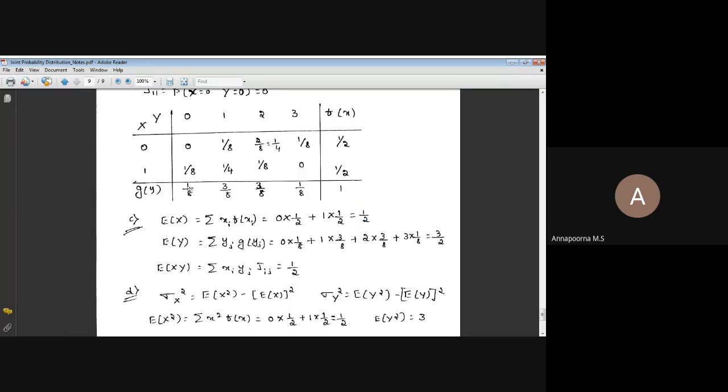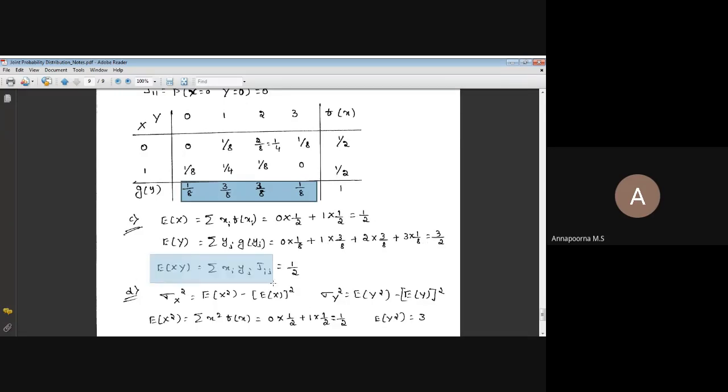Again E of Y. Sorry, these are your Y values, and these are G values. Therefore, E of Y is given by 0 into 1 by 8 plus 1 into 3 by 8 plus 2 into 3 by 8 plus 3 into 1 by 8. That will give you 3 by 2. So I got expectation of X, expectation of Y.